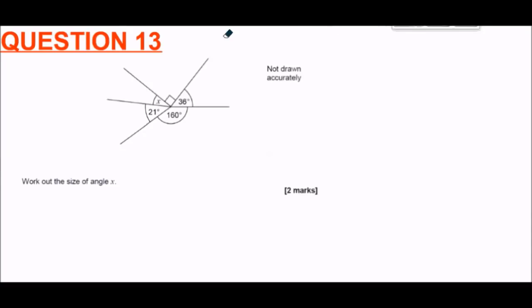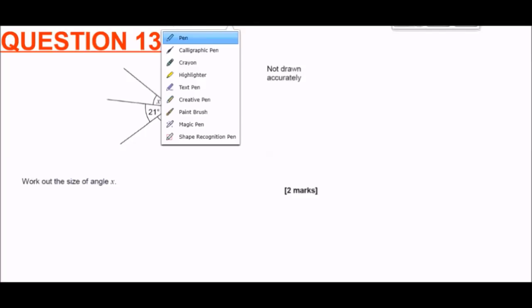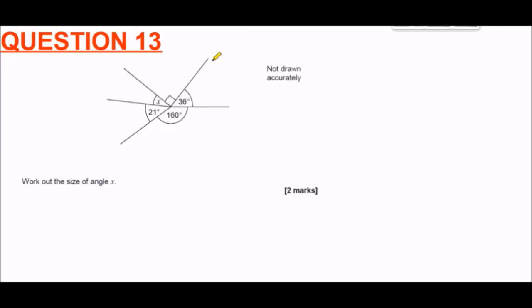13. Work out the size of angle X. So you need to remember something about this one. And the thing you need to remember is about angles around a point. Angles around a point will add up to 360 degrees.